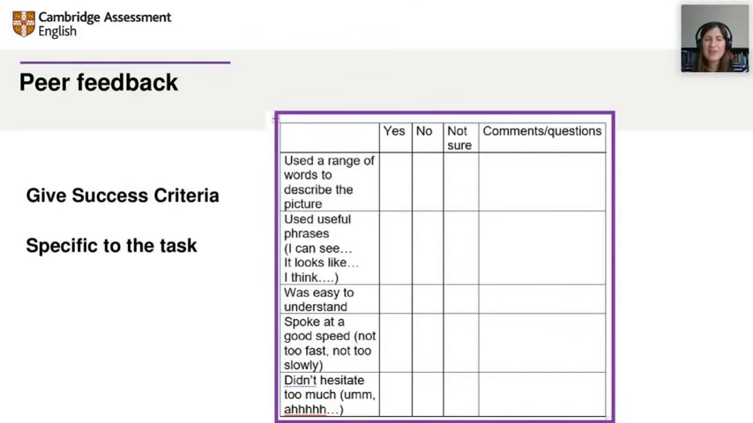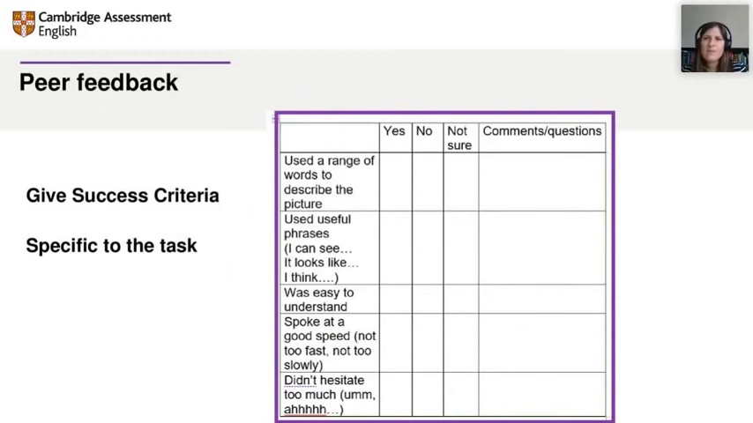And again, it's giving students a real reason to listen to each other. So first of all, they've listened and described their picture, and then they've listened and they have to grade them and say how they've done. That's much more effective than just saying, listen to your partner, how have they done? And they don't really know where to start. They might just say good or bad. This is much more meaningful feedback.